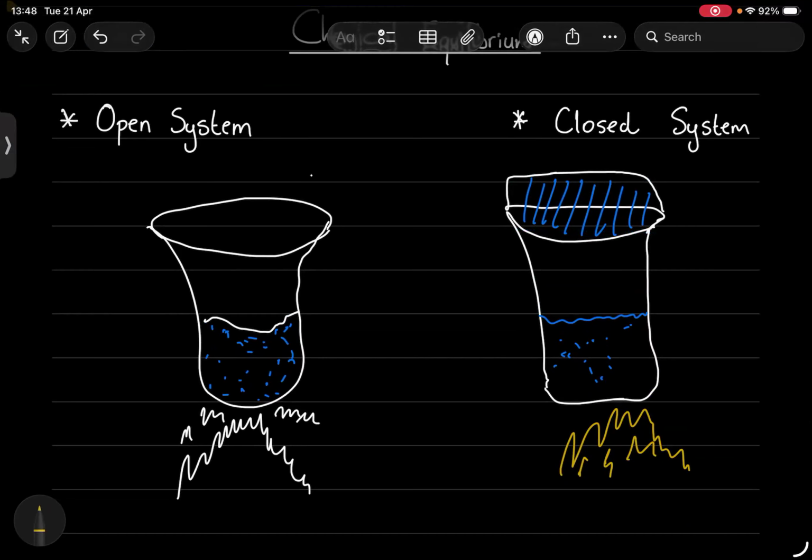So after some time, what's going to happen to this water? It's going to evaporate, sir. Yes, it's going to escape to the environment, right?